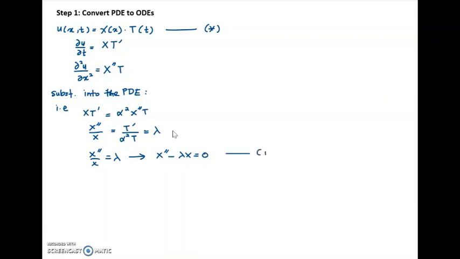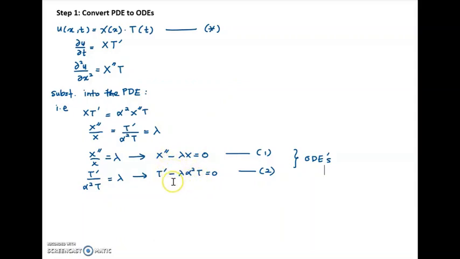This one is denoted as equation 1. And then we have T prime over alpha square T also equals lambda. Based on that, we have T prime minus lambda alpha square T equals 0. So this is equation 2. Now equations 1 and 2 are the ODEs. They are ODEs because you have a function; the first one is a function with respect to x only.